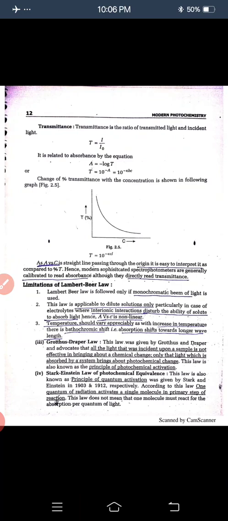Absorbance and transmittance are inversely proportional. At 100% transmittance, absorbance is 0, and at 100% absorbance, transmittance is 0. Transmittance T is equal to I upon I0. The relation with absorbance is A is equal to minus log T, so T is equal to 10 to the minus A, that is, 10 to the minus epsilon bc. Here in the figure, one axis is percentage transmittance and the other is concentration. As concentration increases, transmittance decreases.